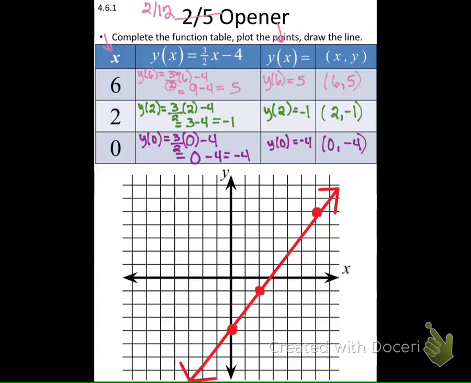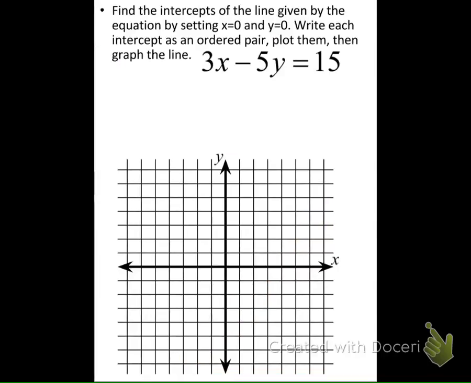Okay, flip this opener over. So let's look at the back side of this one here. Okay, now, this one, to me, is the most difficult for my students to remember. So it says, find the intercepts of the line given by the equation by setting x equals 0, y equals 0. Write each intercept as an ordered pair, then plot them on the graph line.